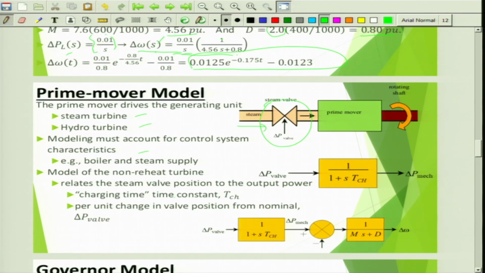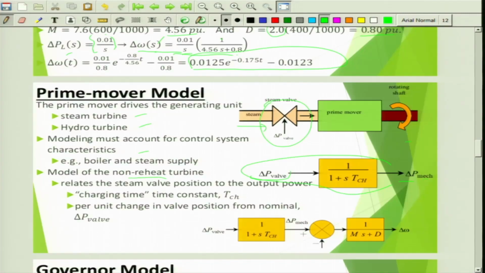Example, boiler and steam supply. You see here, model of the non-reheat turbine. So delta P valve into 1 by 1 plus sT_CH is delta P mechanical. That means the mechanical power output will be indirectly depending upon how much the steam valve proportionately will open, right. So that is expressed in terms of this. Delta P mechanical is equal to the transfer function 1 by 1 plus sT_CH, because a charging time constant is involved when we open it, and per unit change in valve position from nominal value, delta P valve, right. So now this is your prime mover model.